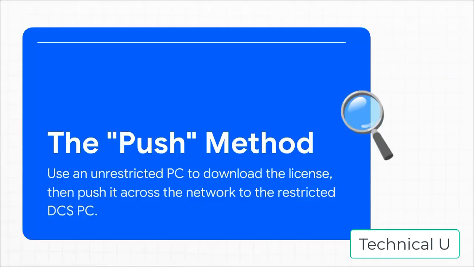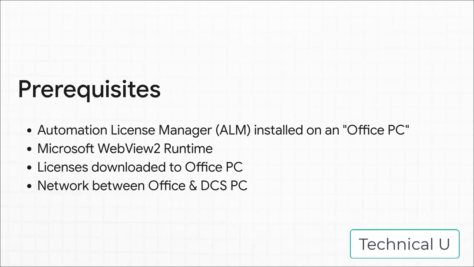Okay, so how do we fix it? Let's get into the solution. We're going to use what I call the push method. Basically, instead of trying to pull the license down onto that restricted DCS machine, which we know doesn't work, we're going to use a regular unrestricted PC, like your office computer, to grab the license first. Then we'll just push it across the local network to the DCS computer. Simple.